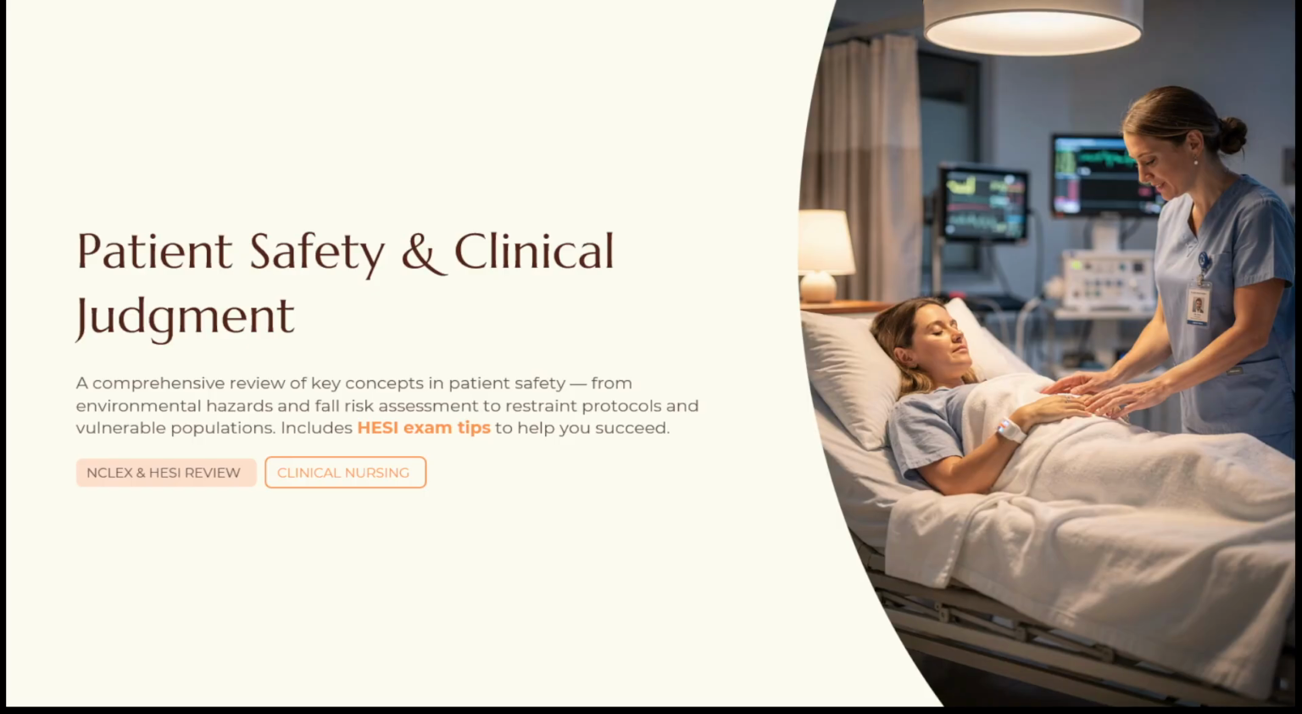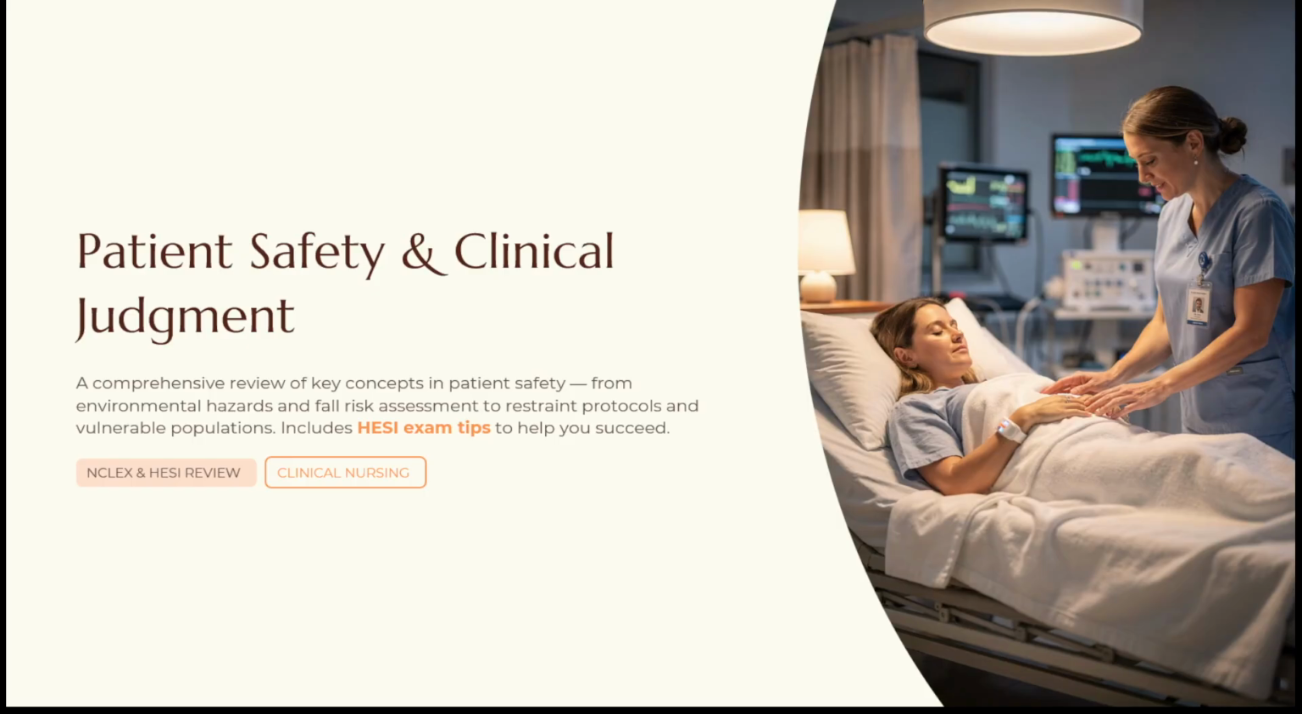As nurses, one of our primary responsibilities is preventing harm. This requires strong clinical judgment, critical thinking, communication, and ongoing assessment. So, in this section, we'll discuss vulnerable populations, fall prevention, environmental hazards, mobility assessments, psychosocial safety factors, and restraint safety.